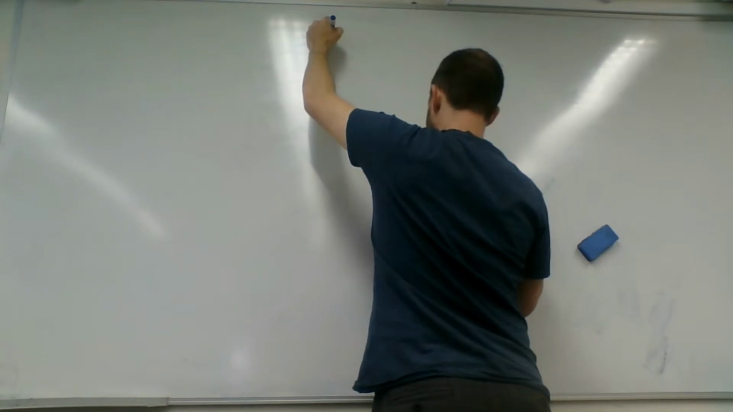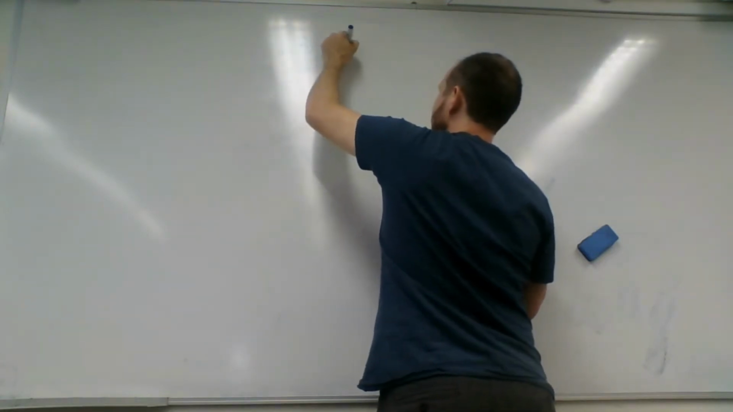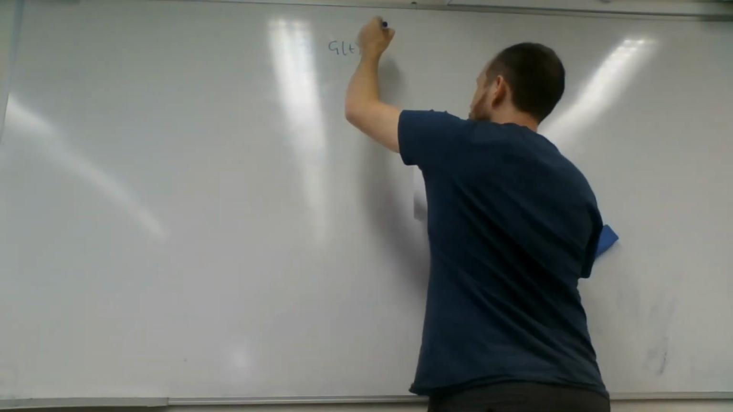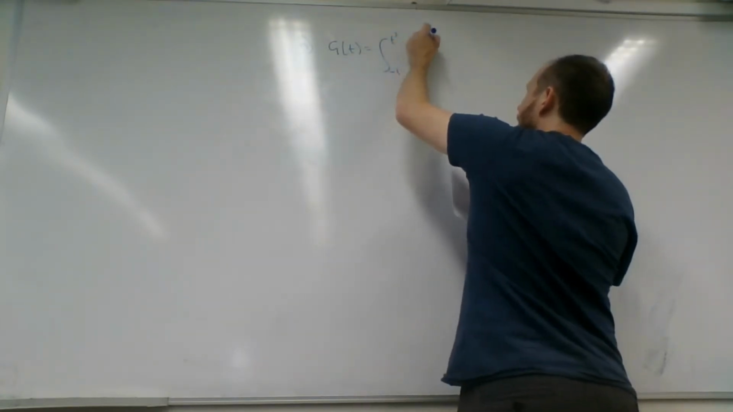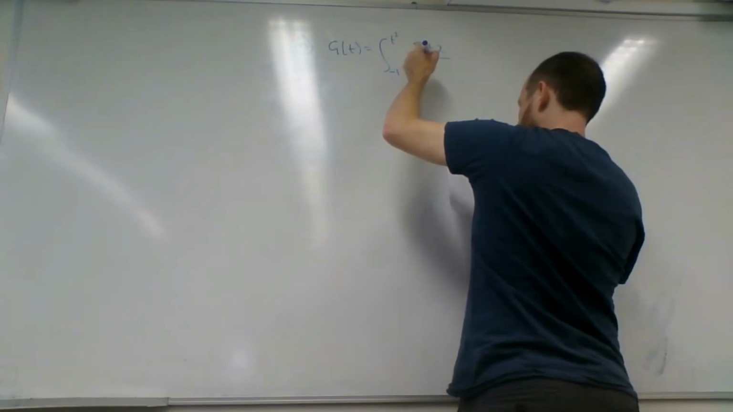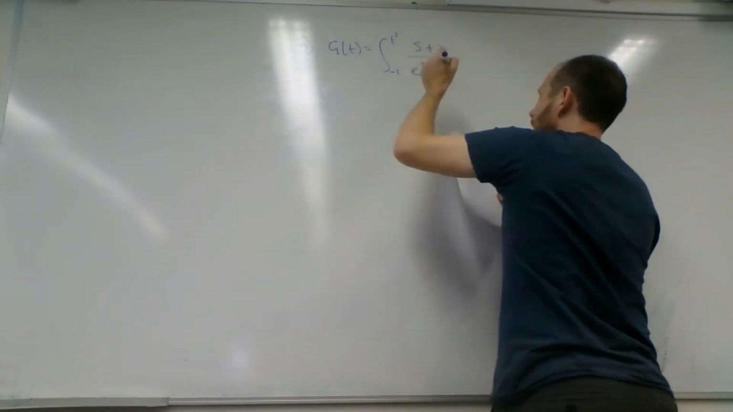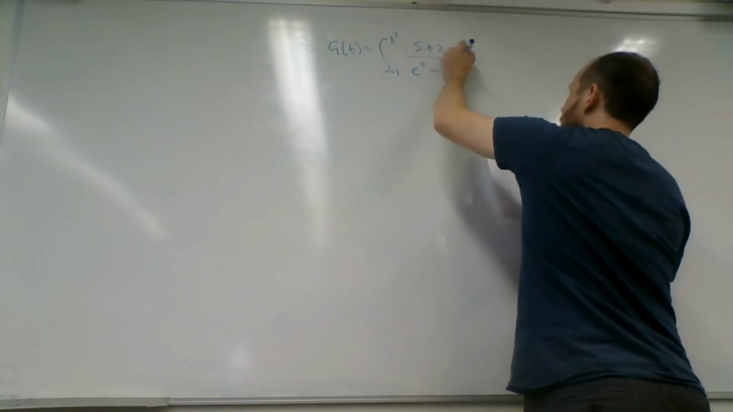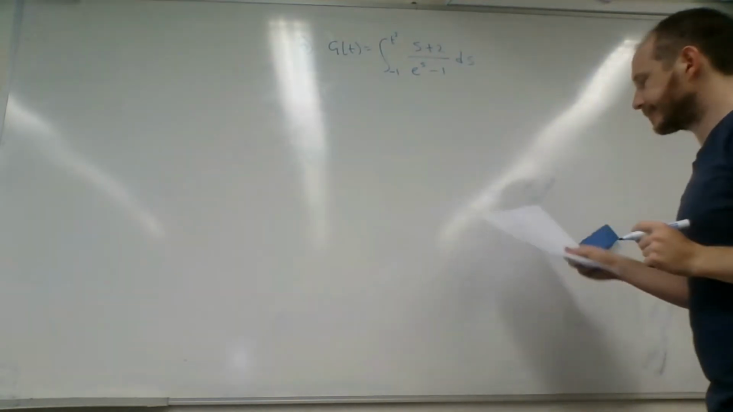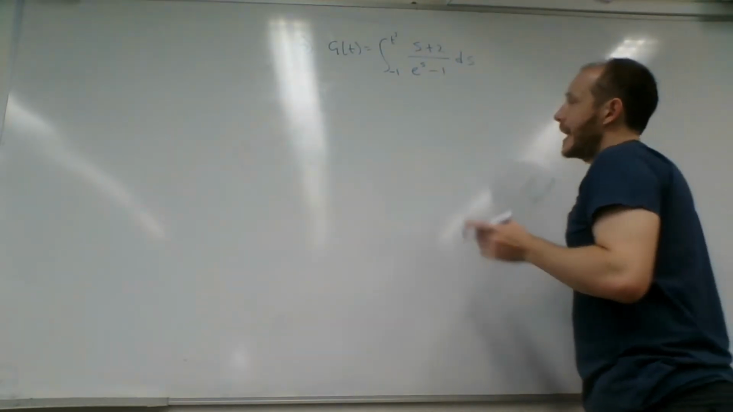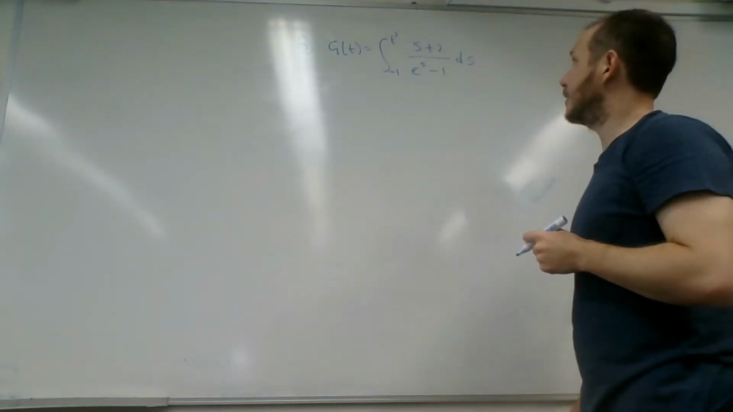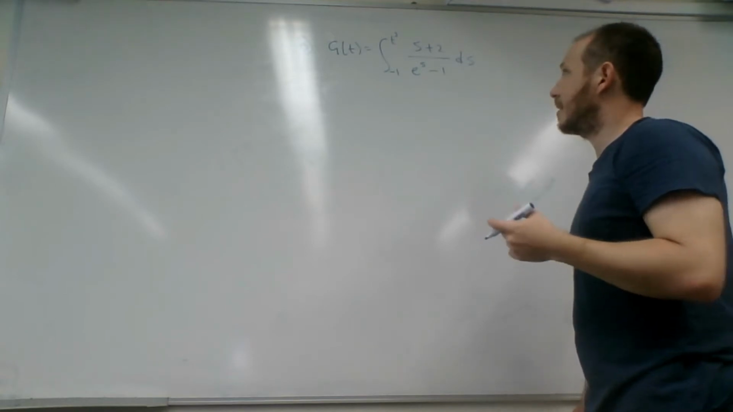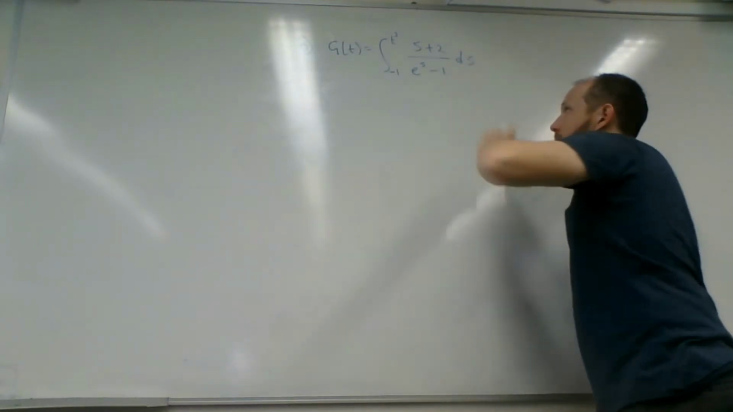Now part B. We're told g of t is equal to the integral from minus 1 to t squared of (s plus 2) over (e to the s take 1) ds. Now in this case, we are in the right form. We've got a constant up to some value, in this case of t. So t is our variable, and we're integrating with respect to s.